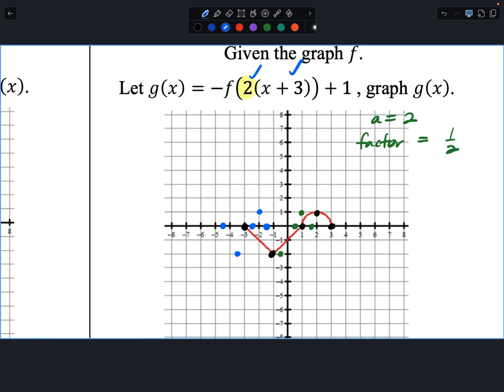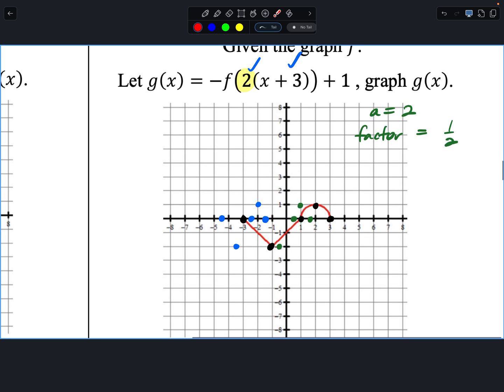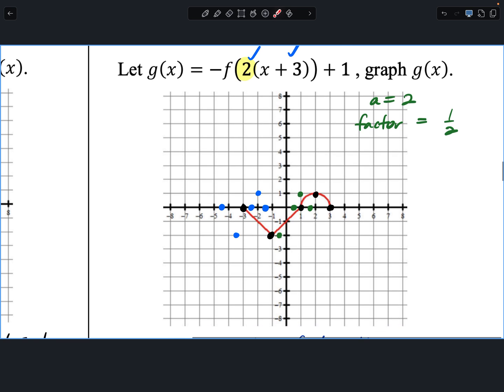Okay? So now, when there's a negative in the very front, what type of transformation is that? Reflection across the x-axis. So now what I'm going to do is reflect each point, and then after that, what does this mean? Up 1. Okay, so I'm going to do both those steps at the same time. So starting here, I'm going to use purple. Starting here, this point's on the x-axis, right? So if I reflect it, does anything happen? Nope. So then up 1.